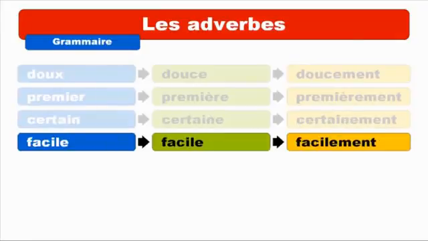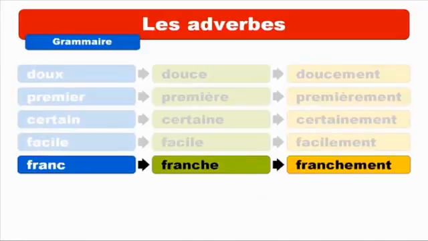Let's see the next one. It's actually easy. Facile is easy, and in this case it's quite easy because the masculine form and the feminine form are the same. Masculine facile, repeat. Feminine form is facile, repeat. And then you get facilement. Next one is a bit more difficult, but not that much. The masculine form is franc. You don't pronounce the final C. Franc, repeat.